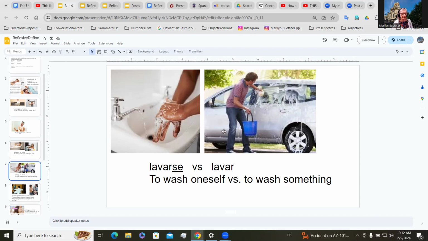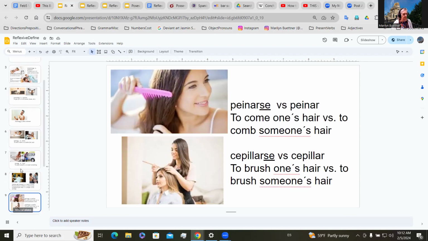Lavar. Lavar by itself is to wash an item, whether it's plates or your car or your clothes, to wash something. But when you wash a part of your body, whether it's your face, your arms, your feet, your hands, it's lavarse. All right? It means to wash something off oneself. Bien. Perdón.